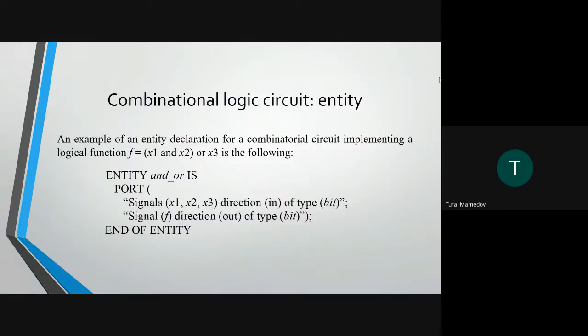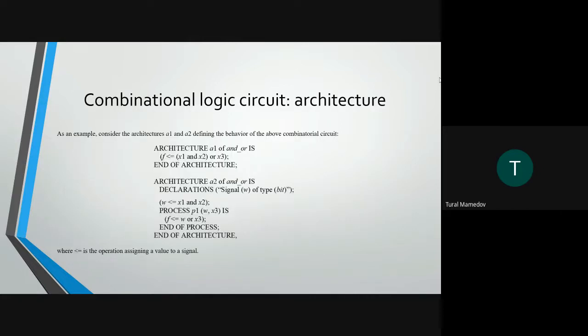So you can also see here the defining of the entity for the combinational circuit. And here is the definition of architecture, which defines the behavior of the above combinational circuit.